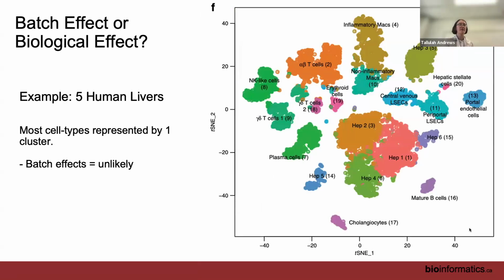If we look at our cell type annotations, we can see that most of the cell types have only one cluster associated with them. So all of the immune cell types, the gamma delta T cells, the NK cells, the CD4 T cells, they were all represented by a single cluster. So again, batch effects are unlikely.